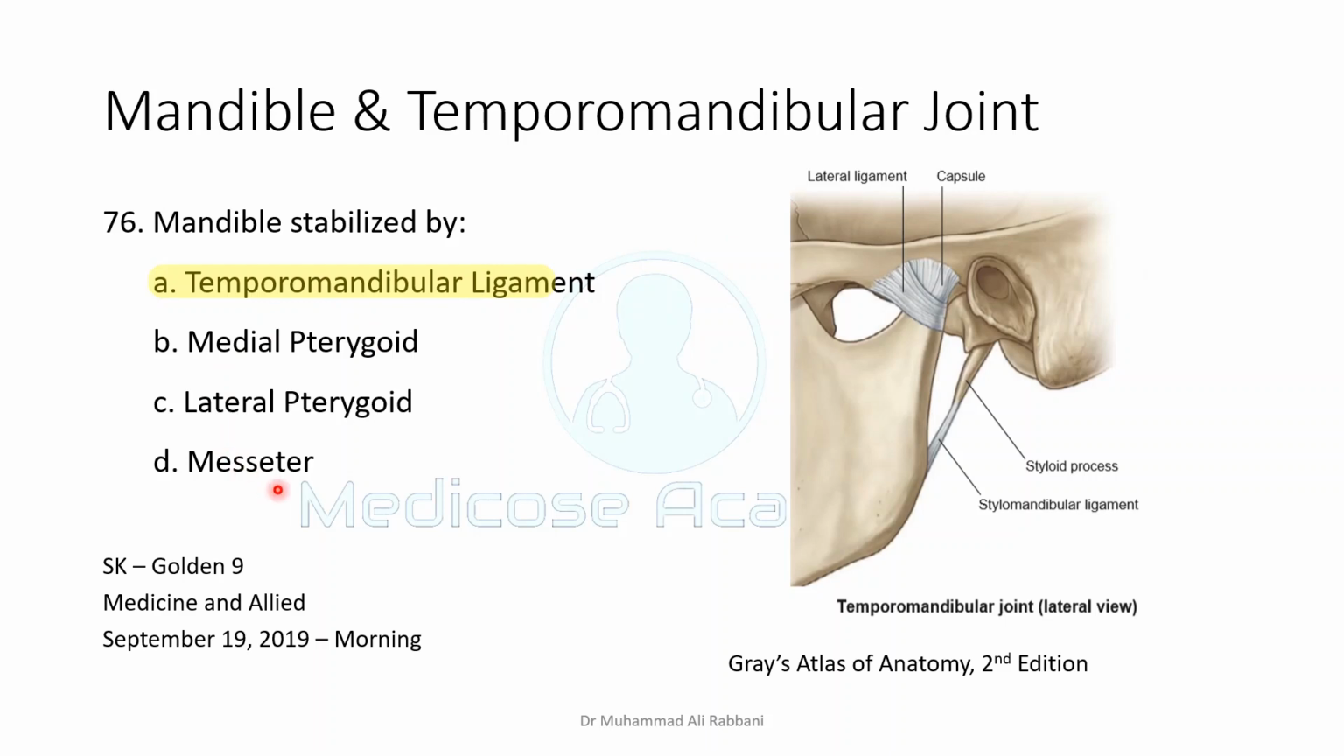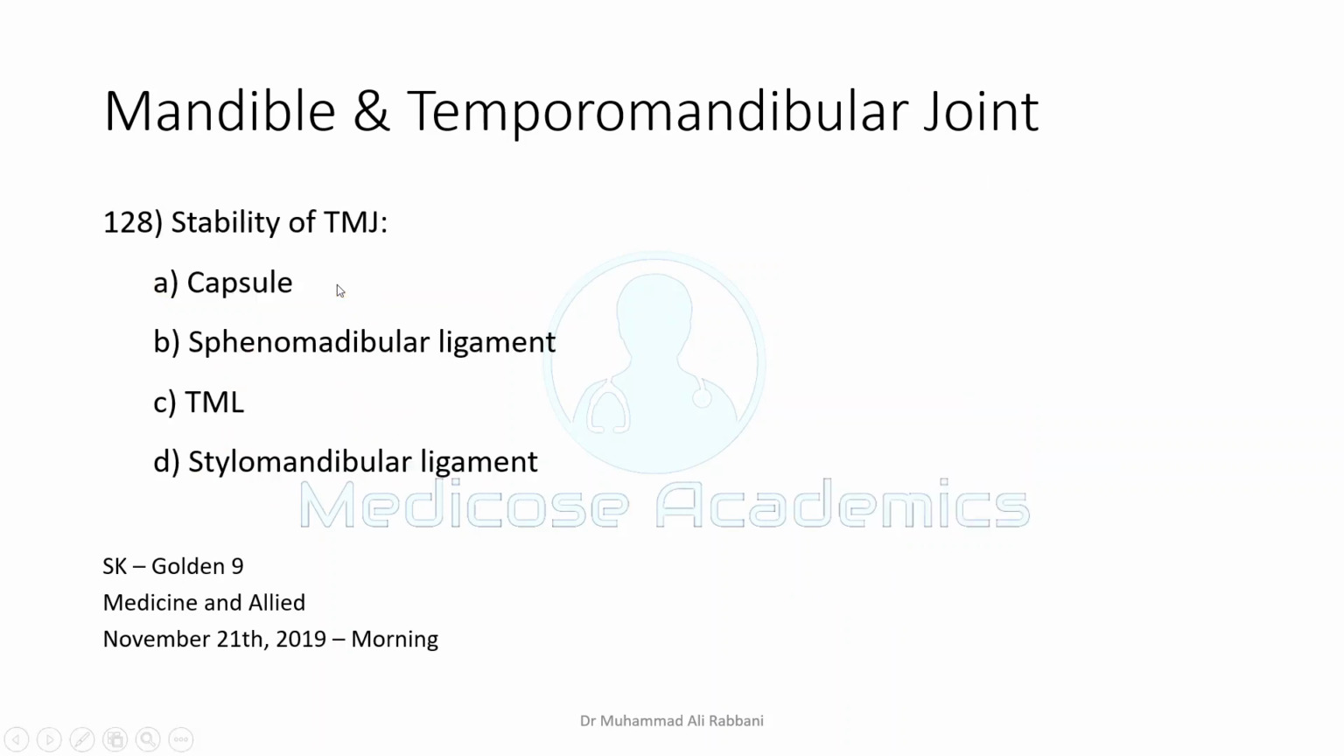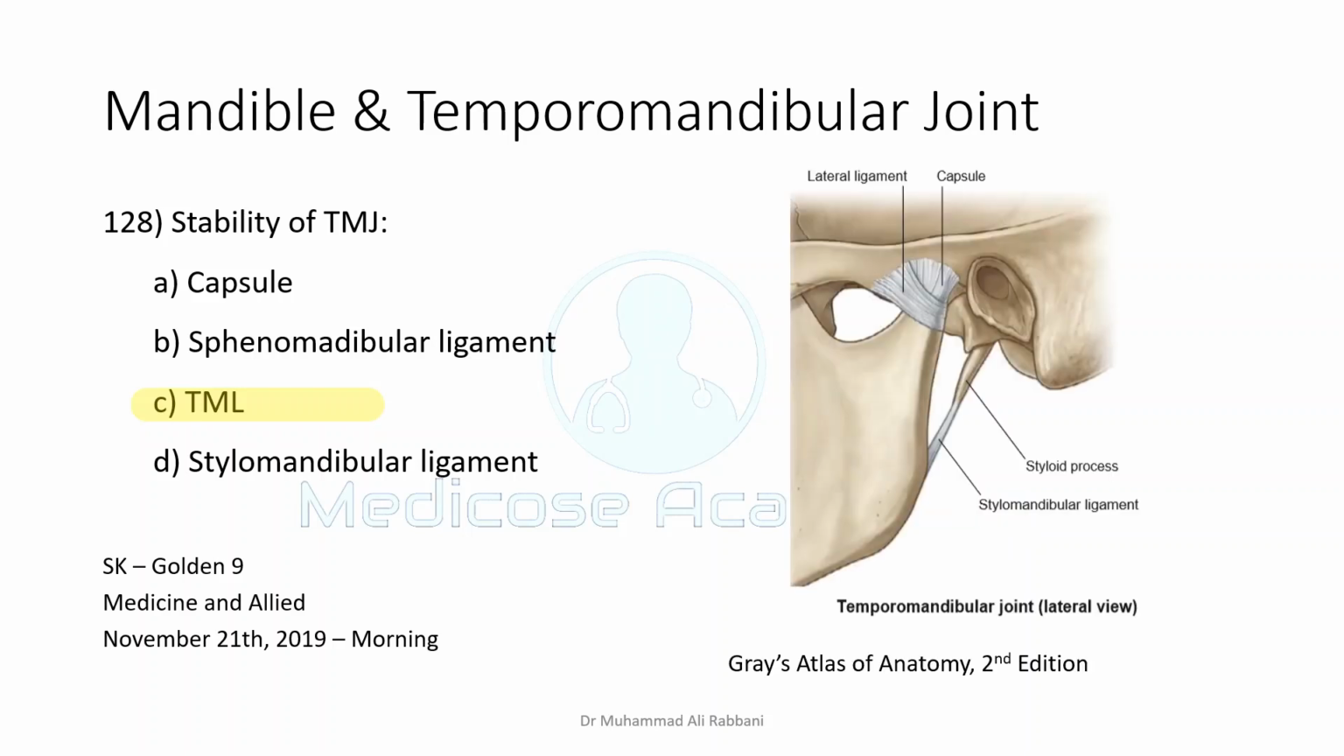These are the muscles of mastication. They have a role, but the most important one is the temporomandibular ligament. This question has been repeated multiple times. For the stability of the TMJ, the capsule, sphenomandibular ligament, stylomandibular ligament and temporomandibular ligament all contribute, but the most important one is the temporomandibular ligament, or the lateral ligament of the temporomandibular joint.